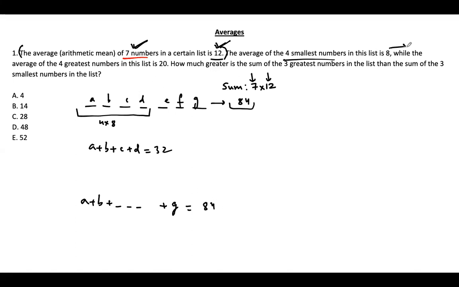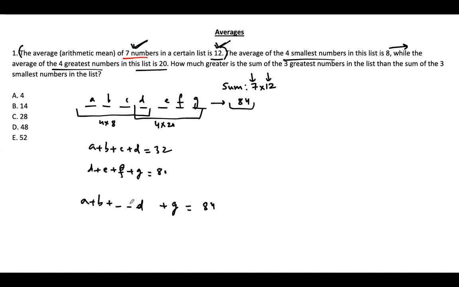While the average of the greatest 4 numbers in this list is 20. So we are assuming that this is the smallest and this is the largest, so ascending order. So that's D, E, F, G, while the average of the 4 greatest is 20. So that's 80. Number of terms into average, 4 into 20 would be the sum. What to do after this?